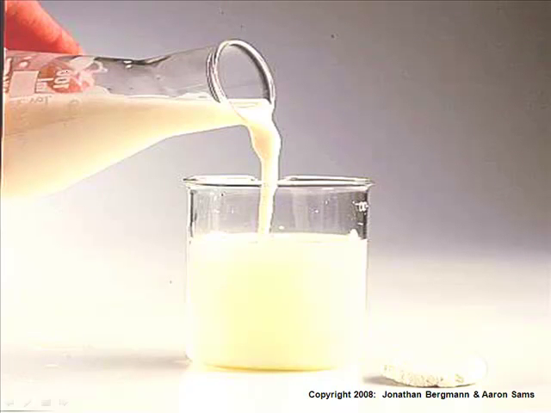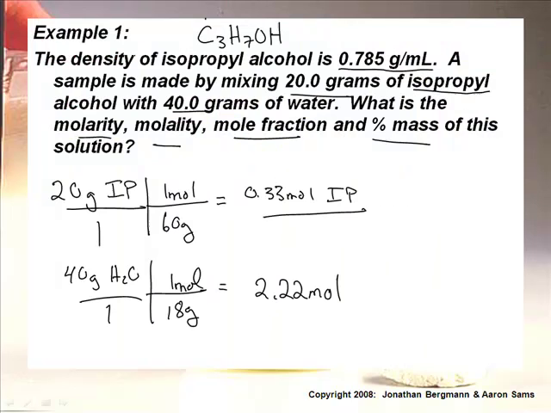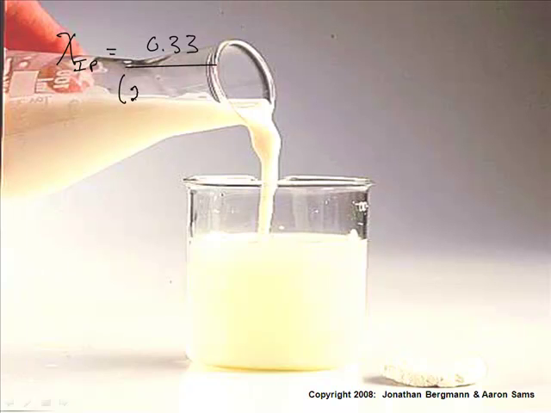So I'm going to take the mole fraction. The mole fraction is the moles of the isopropyl alcohol, which is 0.33, divided by the total number of moles, which is 2.22 plus 0.33. So this would be a pretty high percentage. I'm going to say 0.9 something. Am I right? No, low number. Low percentage, it's 0.13. I was going the other way. And there are no units in mole fraction. So that is the mole fraction of this.